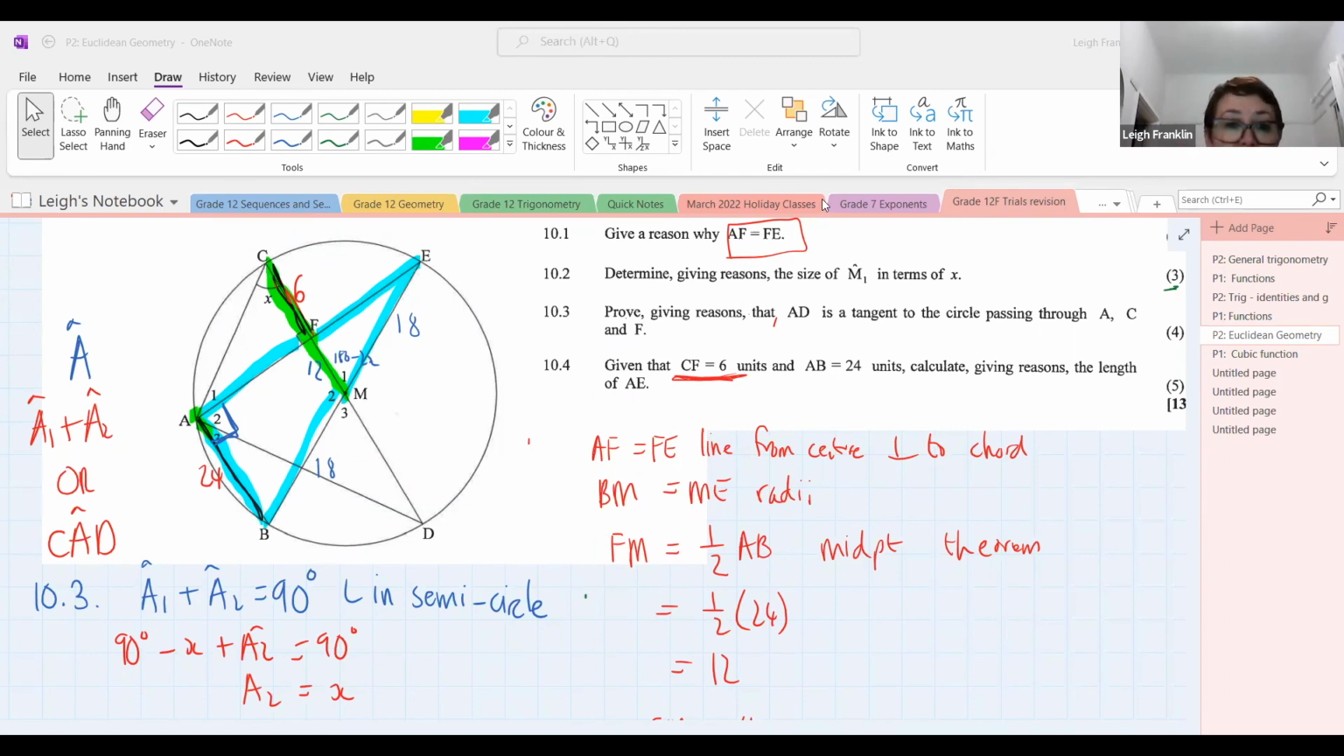Maya, you're quite right. ME is a radius because M is the center and E is a point on the circle. BM is a radius, ME is a radius, and CM is a radius. And in fact, MD is also a radius. We just didn't end up using it.